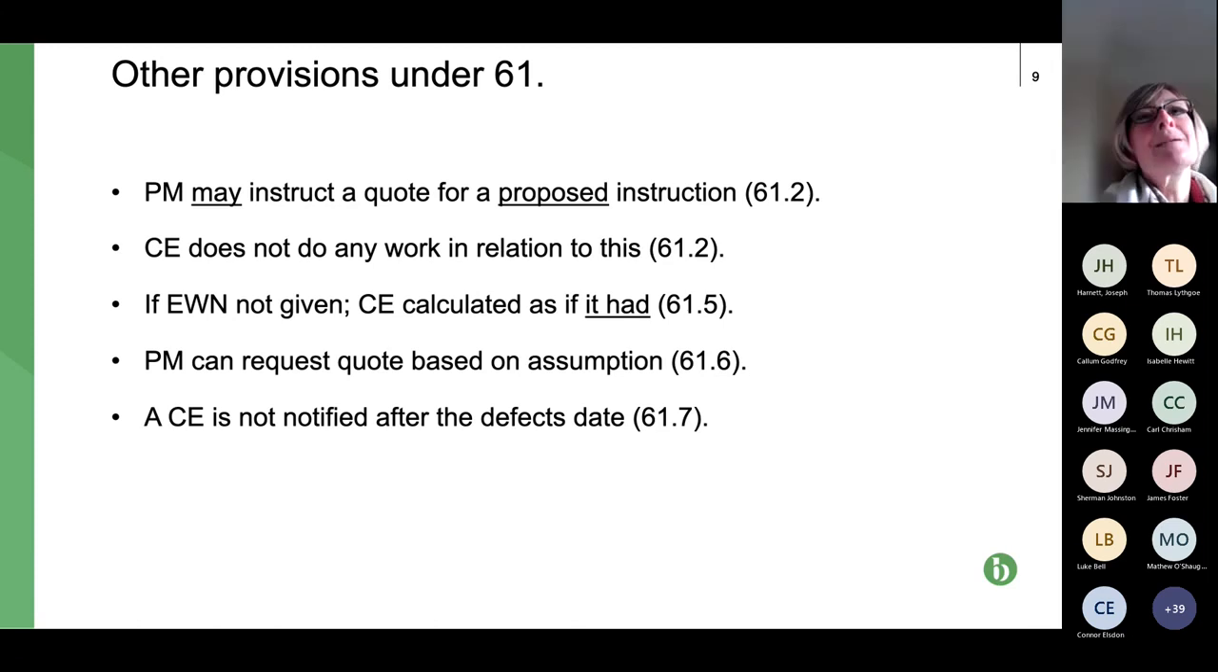So that would be the argument. But what I want you to understand is that there's no case law on it, so the argument comes with some risk, particularly if that assumption is high value. And finally, compensation events aren't notified after the defects date. So that's after effectively the end of the defects liability period.